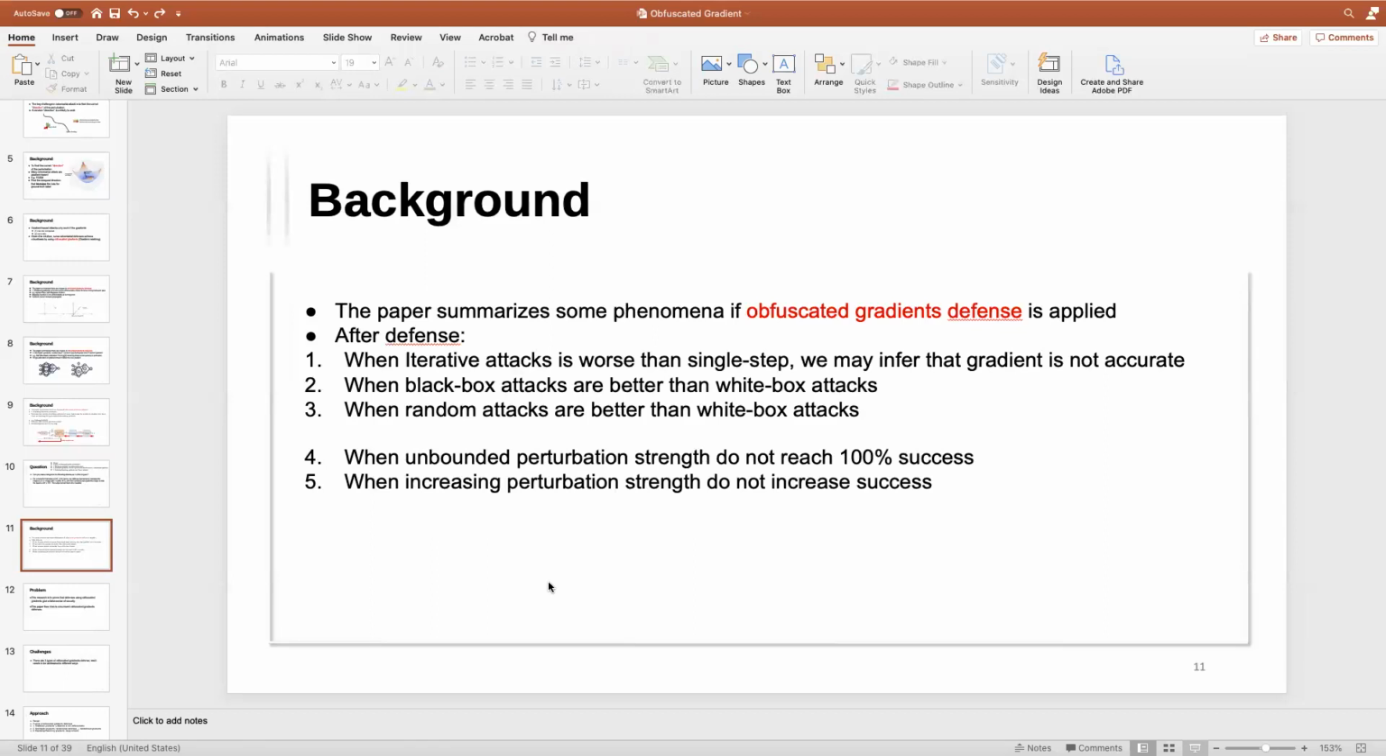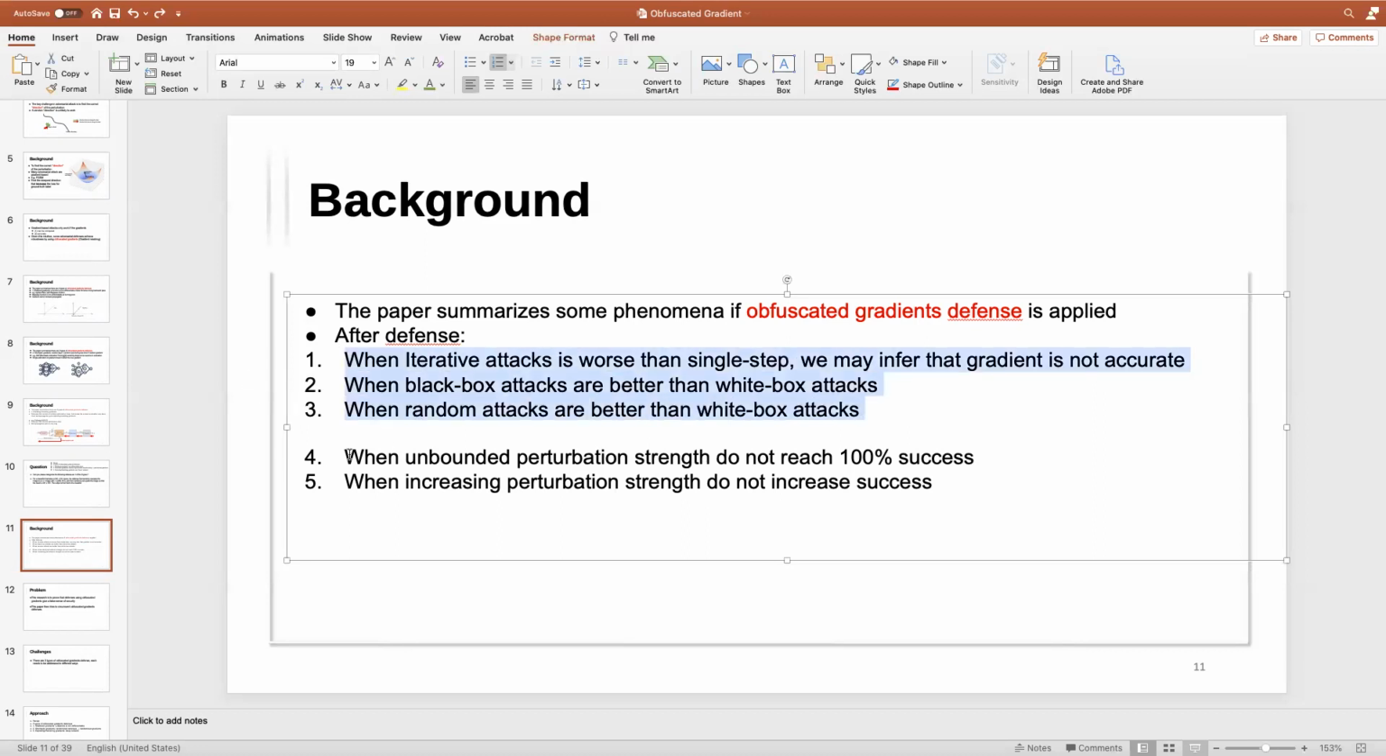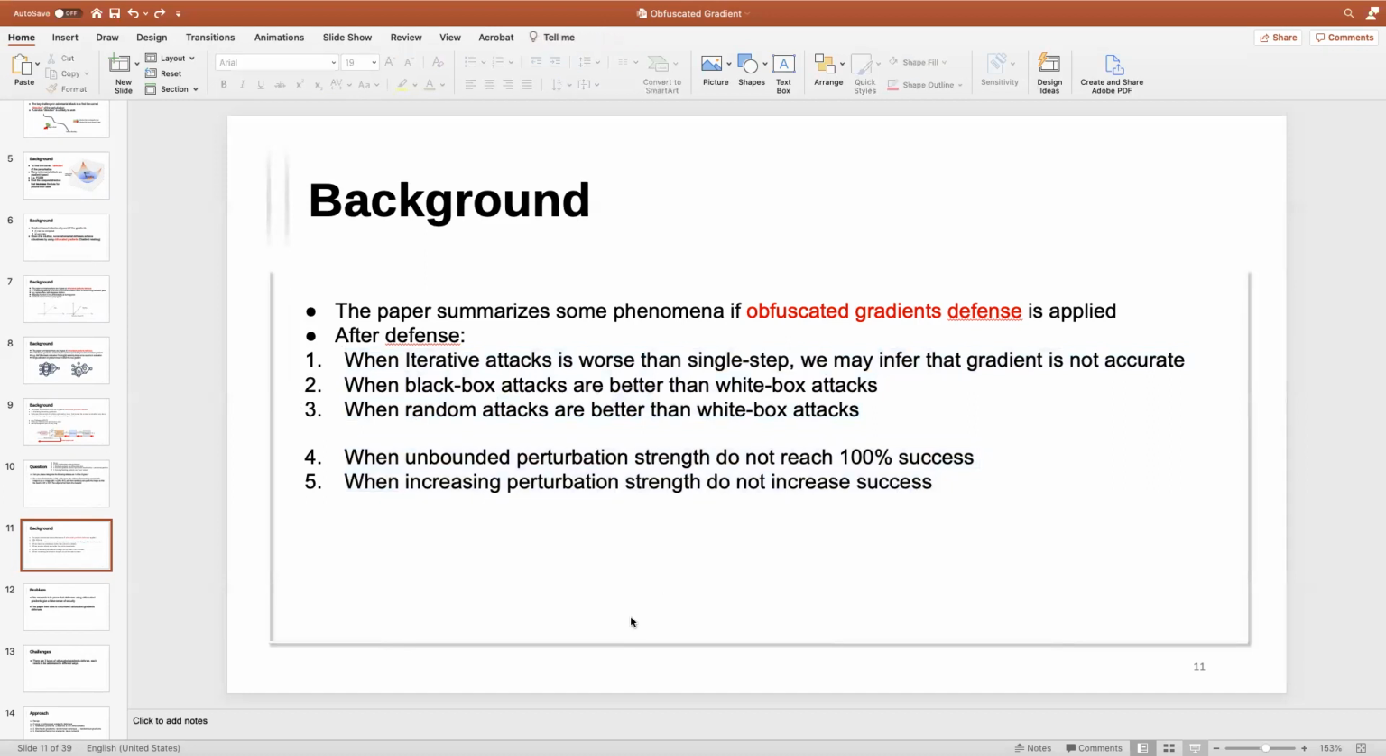Why do you take a line space between 3 and 4? Oh, this. Because I feel these three can be grouped together, and these two are somehow related. The first three are talking about the attack, and the last two are talking about the perturbation strengths.